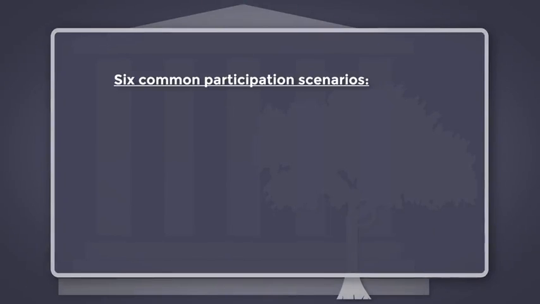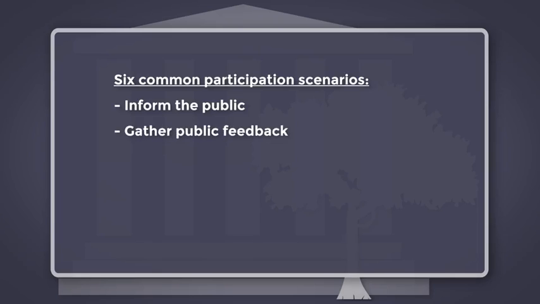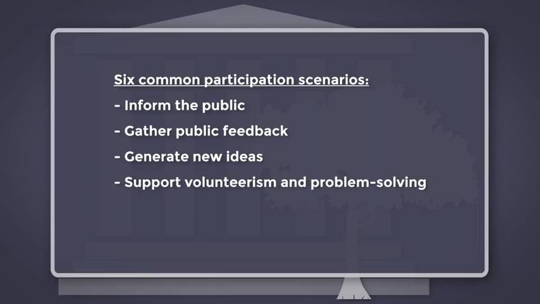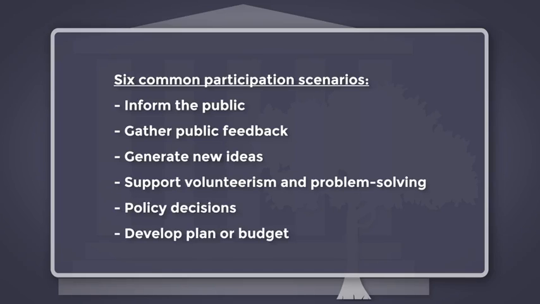First, participation leaders may want to inform the public. Second, participation leaders may want to gather public input, feedback, and preferences. Third, they may want citizens to generate new ideas or new data. Fourth, participation leaders may want to support volunteerism and citizen-driven problem solving. Fifth, participation leaders may want to make a policy decision. Finally, participation leaders may want to develop a plan or a budget.